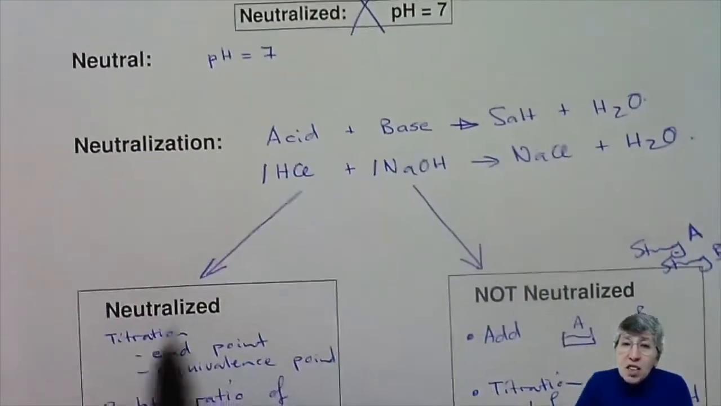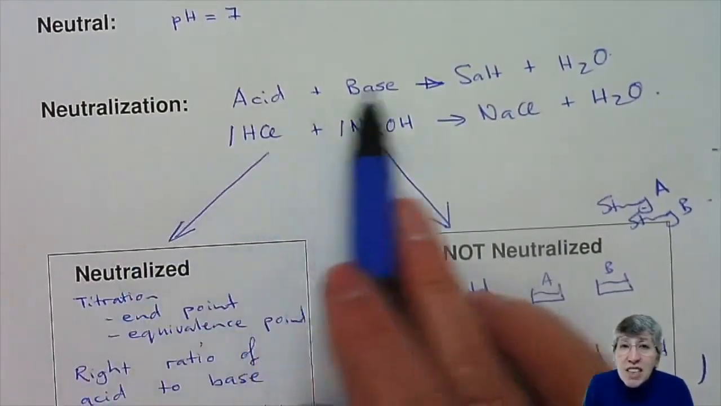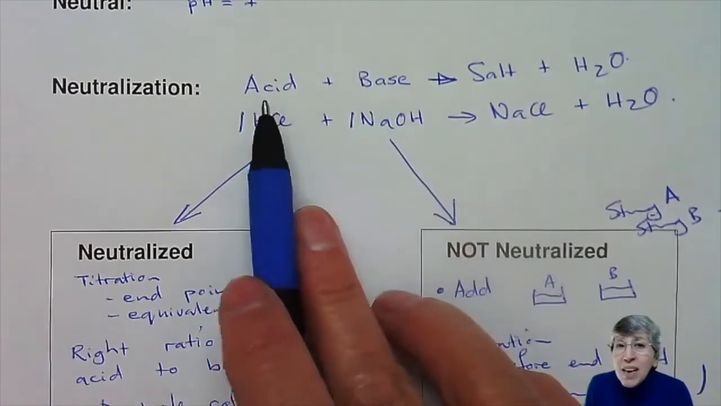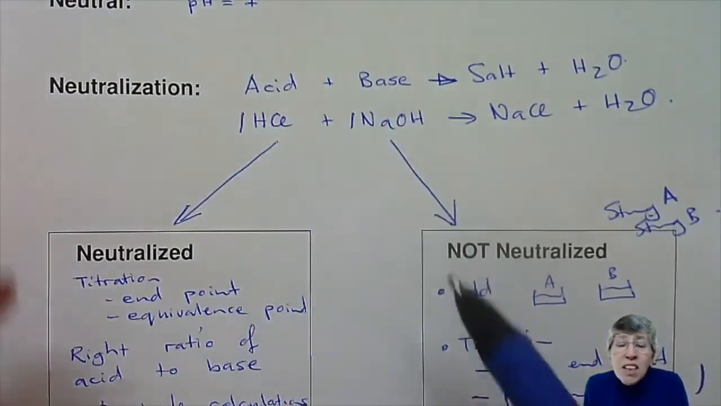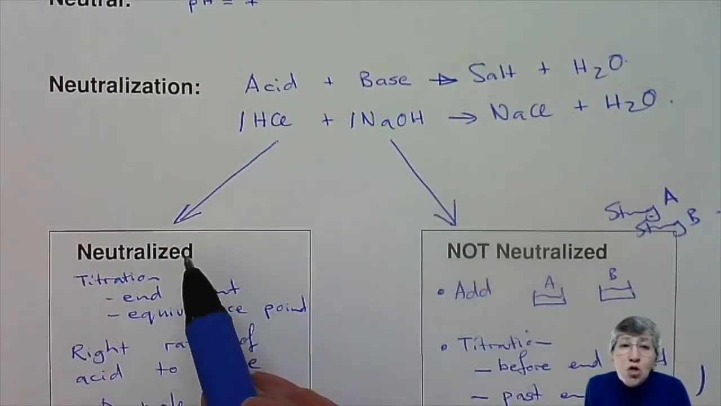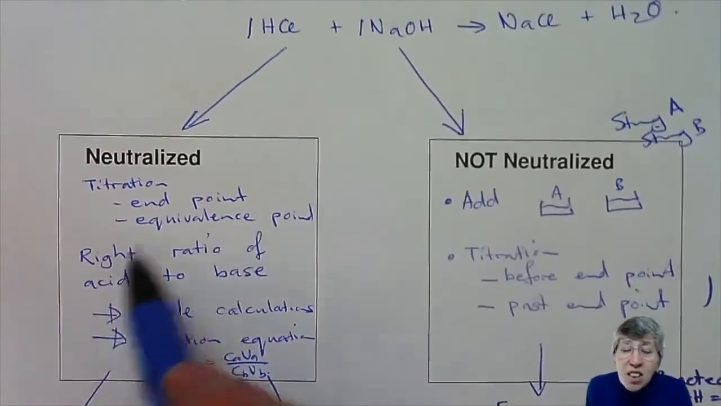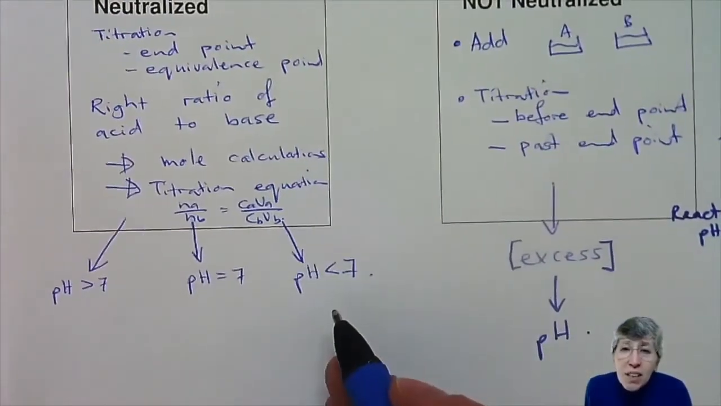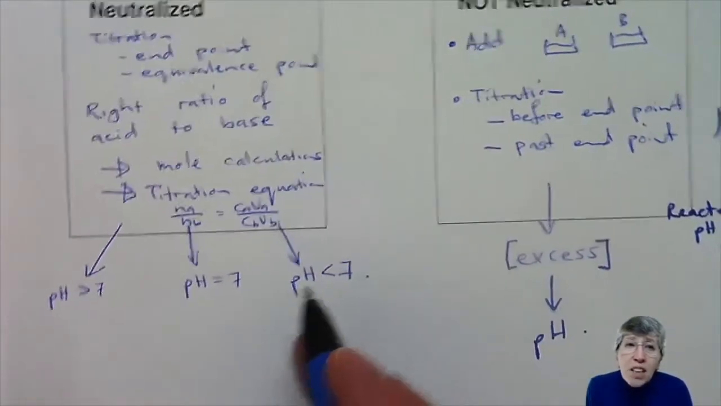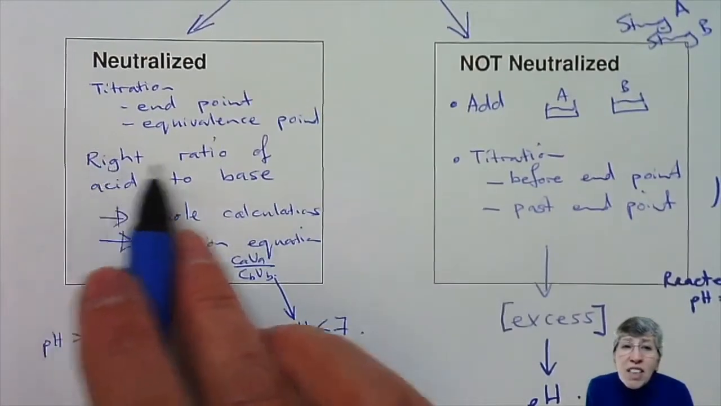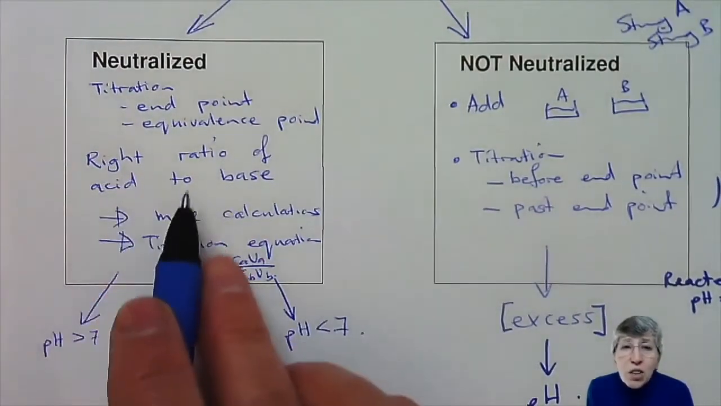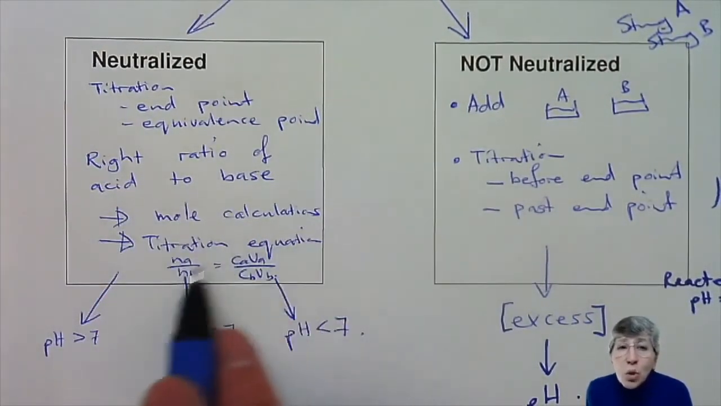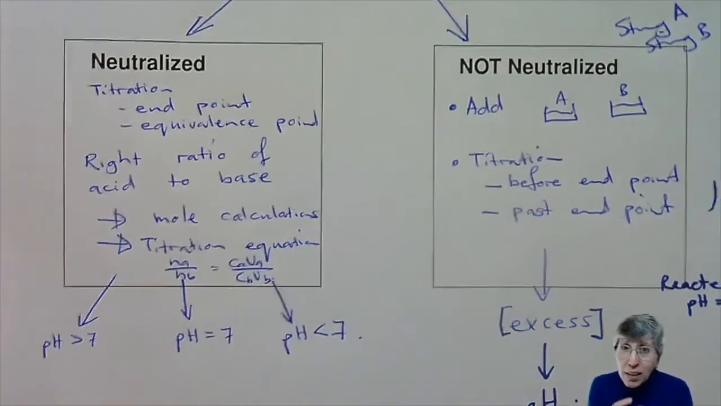Neutral is pH 7 and neutralization is acid and base. But when you add acid and base, the result can be that the thing is neutralized, which tells you they're in the right ratio, right? But that does not mean pH is 7. It can give any pH. The only thing it tells you is they are in the right ratio, so you can do a mole calculation or use the titration equation.